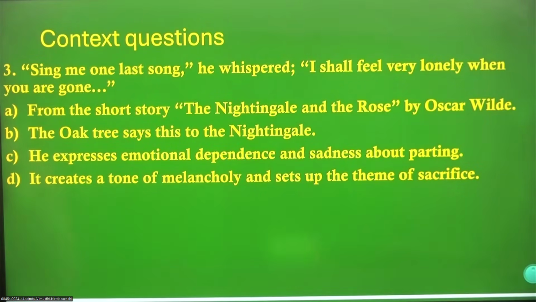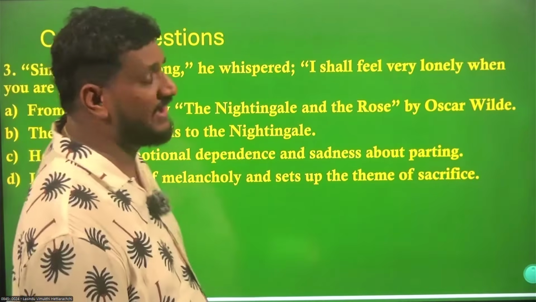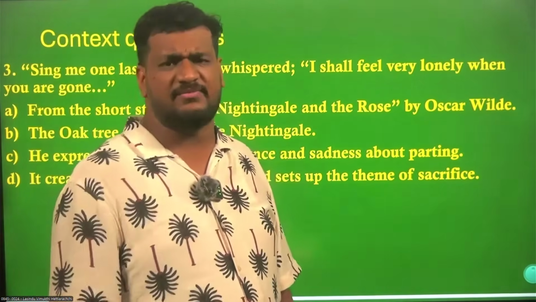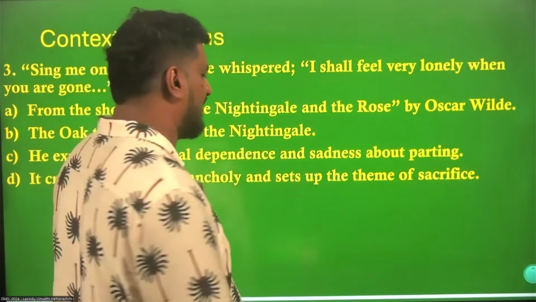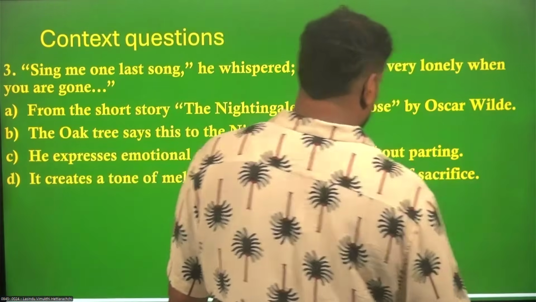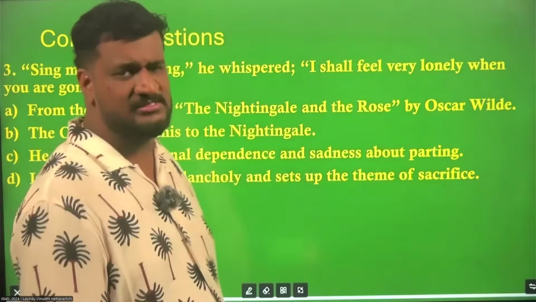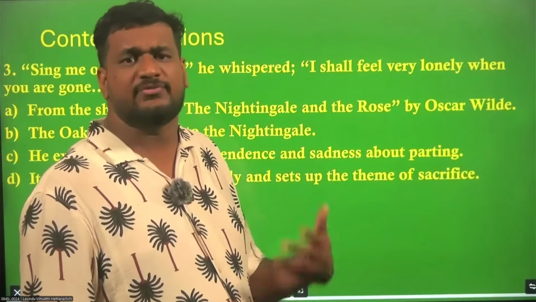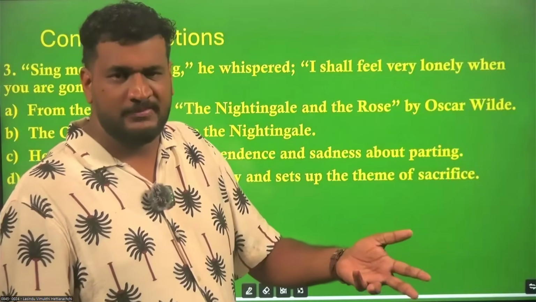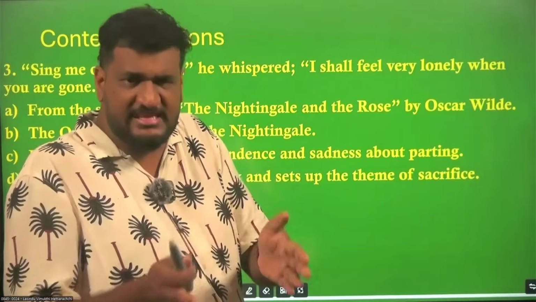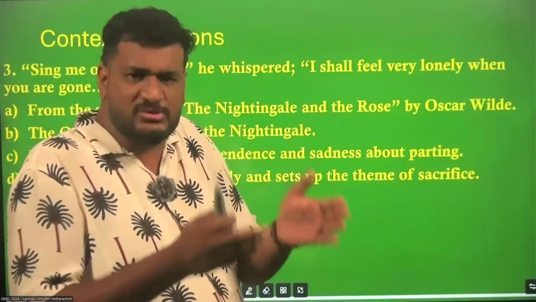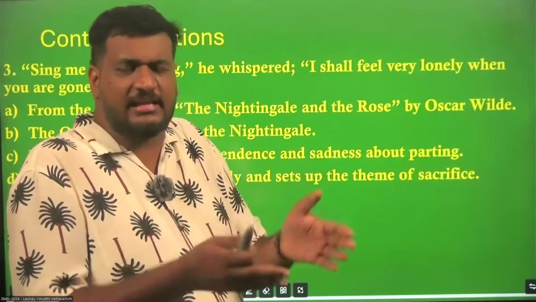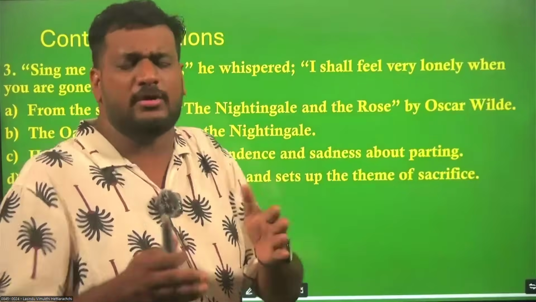Then he expresses emotional dependence and sadness about parting. It creates a tone of melancholy and sets up the theme of sacrifice. Yes, there are a couple of themes that we discuss when it comes to Nightingale and the Rose by Oscar Wilde. One of them is sacrifice, right? So the Nightingale is sacrificing its life for the betterment of true love, but it is in vain. So Oscar Wilde gives us the message, when it comes to Victorian society, no matter what kind of sacrifice you do, you will not be recognized.